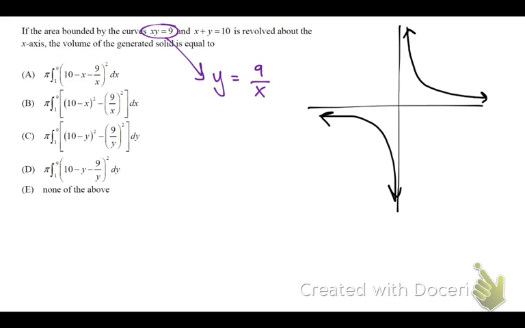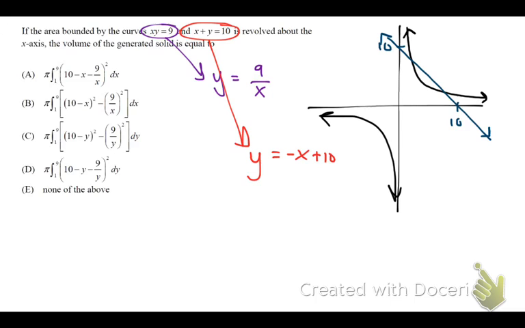For the second function, we have x plus y equals 10, so therefore y equals negative x plus 10, which is a line that intersects up here at 10, as well as over here at 10, and goes down like this. So it says, if the area bound by the curves of xy equals 9 and x plus y equals 10 is revolved around the x-axis, so our axis of revolution is right here on the x-axis, the volume of the solid generated is equal to, and so essentially we're trying to revolve this area right here.